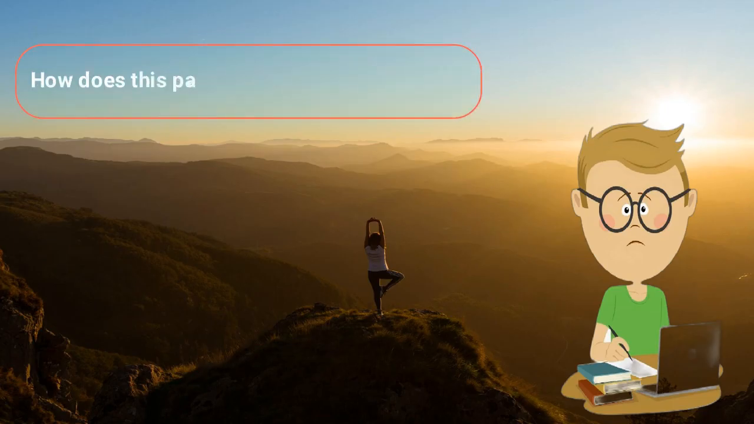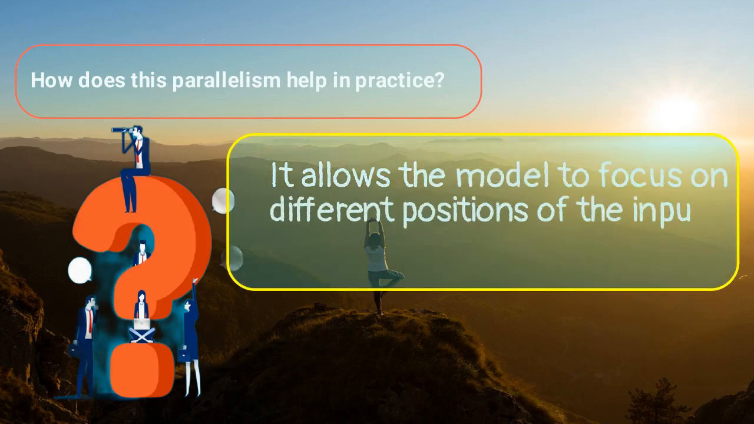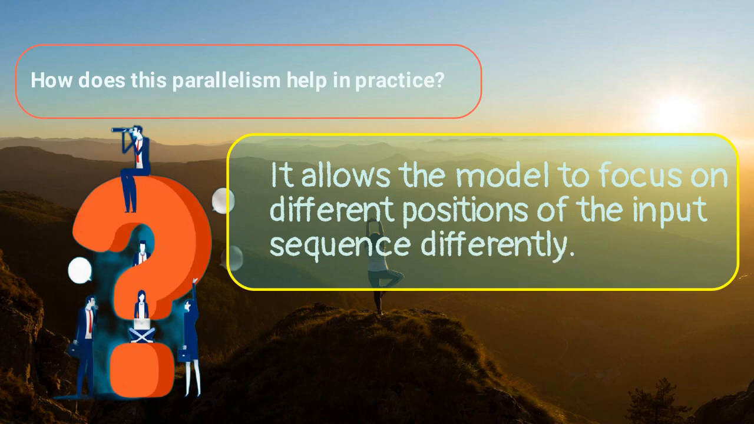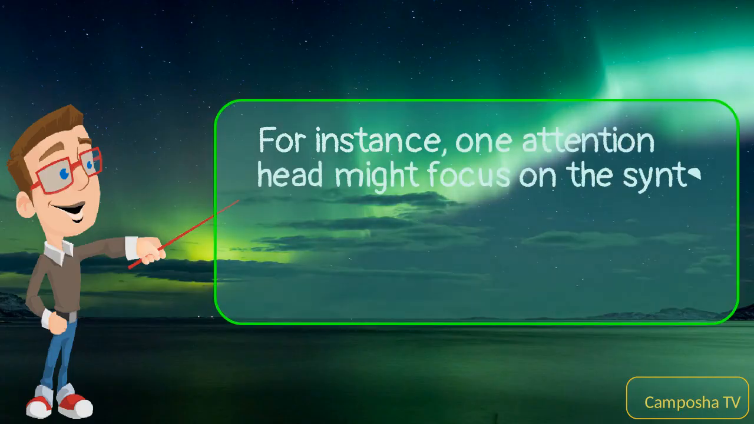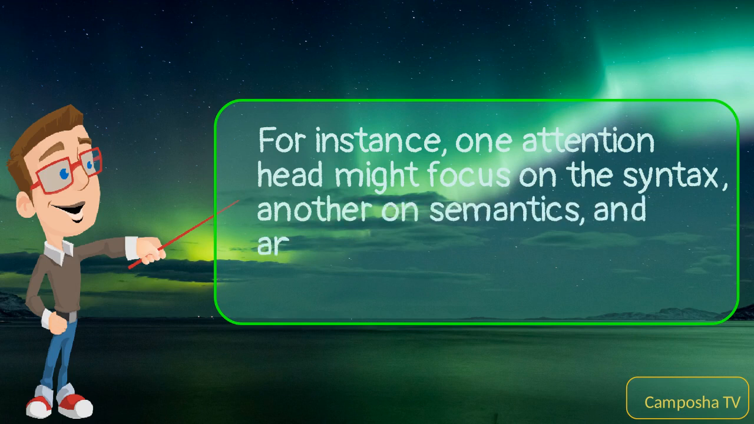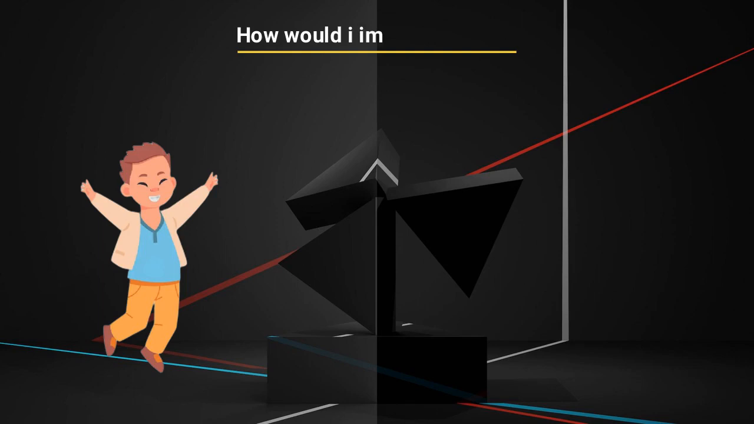How does this parallelism help in practice? It allows the model to focus on different positions of the input sequence differently. For instance, one attention head might focus on the syntax, another on semantics, and another on a specific part of speech. That's quite powerful. How would I implement that?